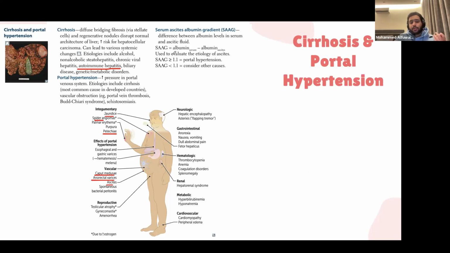Why is that so? Because you want to do the serum albumin to ascitic albumin gradient. This will tell you the difference: do they have ascites due to portal hypertension or other causes? If it's above 1.1, it's due to portal hypertension. If it's below 1.1, it's other causes, usually cancer. Now, how do you want to manage ascites? After you drain it, you want to control it with diuretics. The most important one is spironolactone. What's another diuretic that you can give?